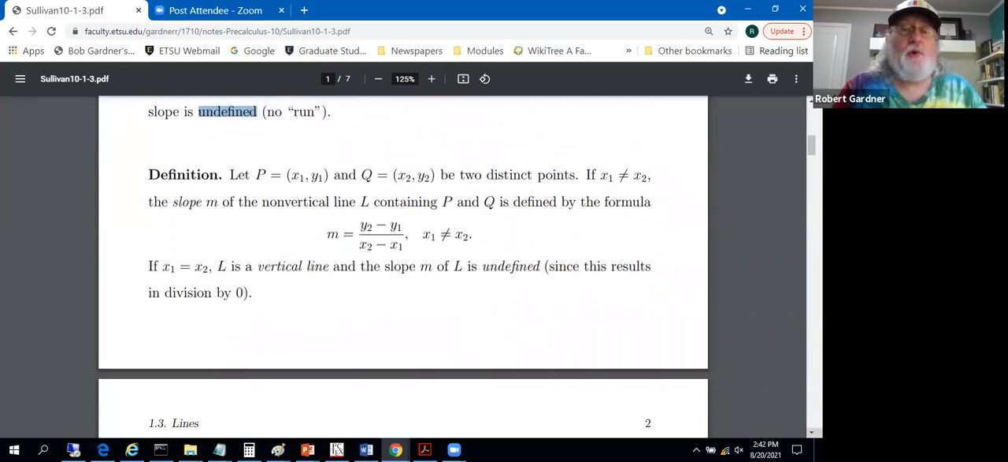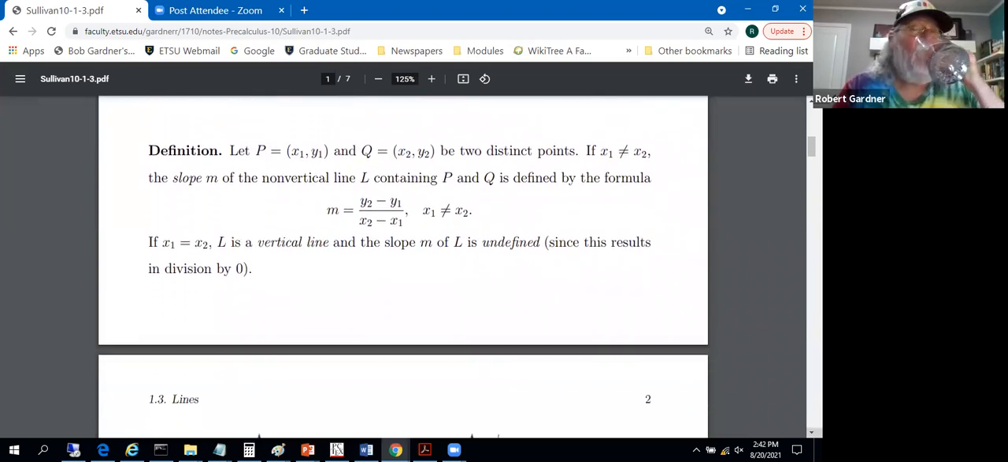All right, let's make this more quantified by talking about points on a line. Let P be the point with coordinates x1, y1, and Q be the point with coordinates x2, y2. Distinct points, so some of the coordinates are different. If x1 and x2 are different, the slope m of the non-vertical line L containing P and Q is defined by the formula m equals y2 minus y1 divided by x2 minus x1.